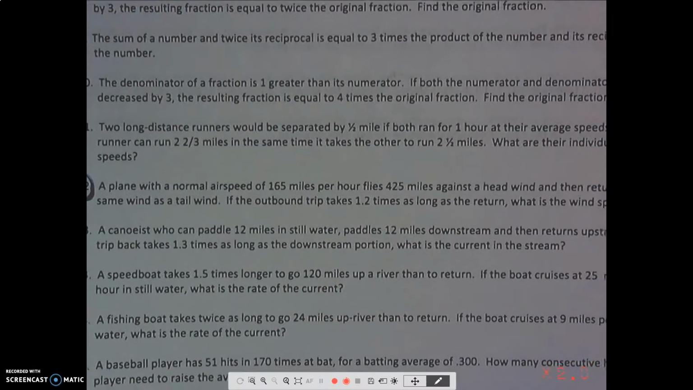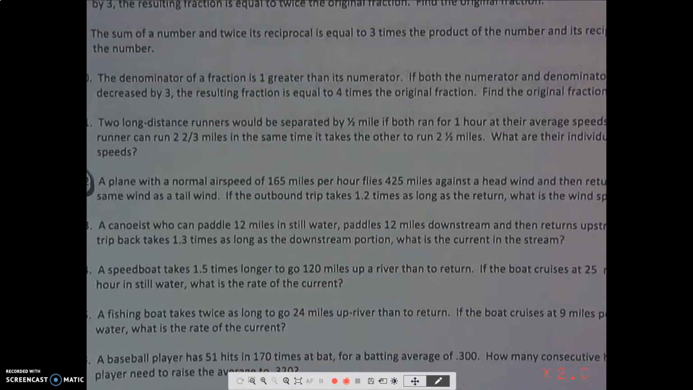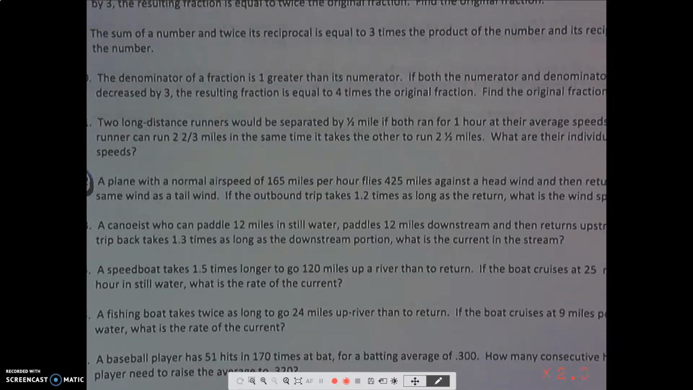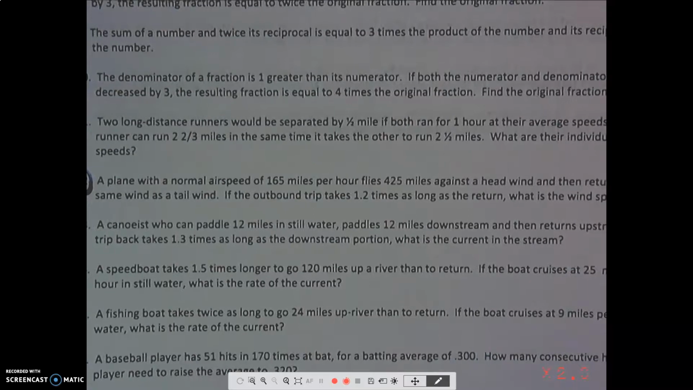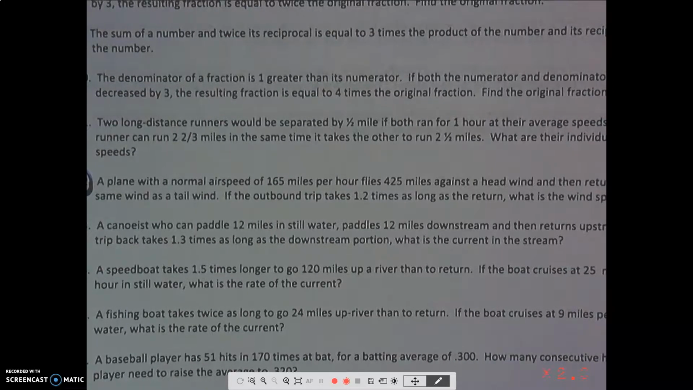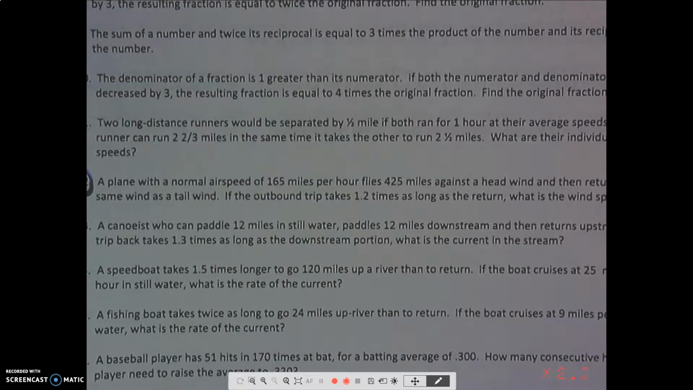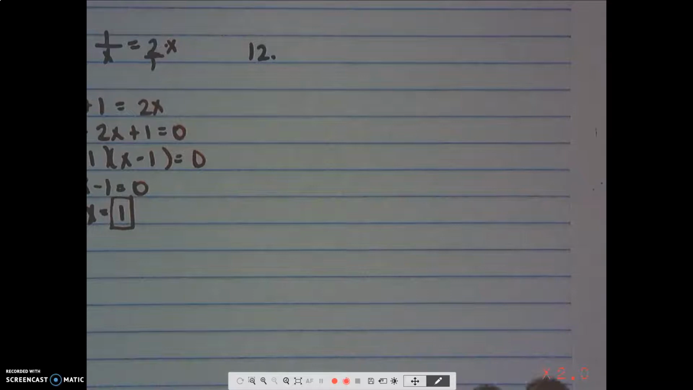says a plane with normal airspeed of 165 miles per hour flies 425 miles against a headwind and then returns with the same wind as a tailwind. If the outbound trip takes 1.2 times as long as the return, what is the wind speed? Okay, there's a lot of stuff happening there.